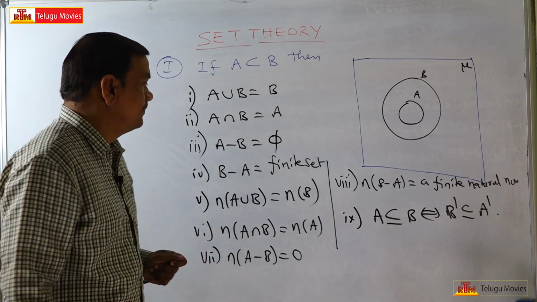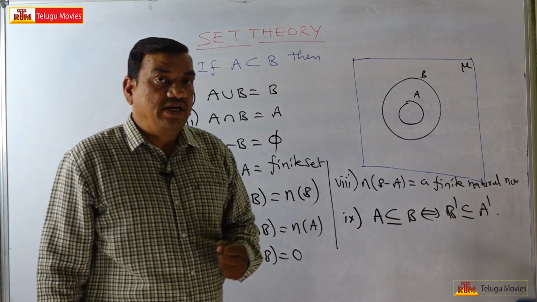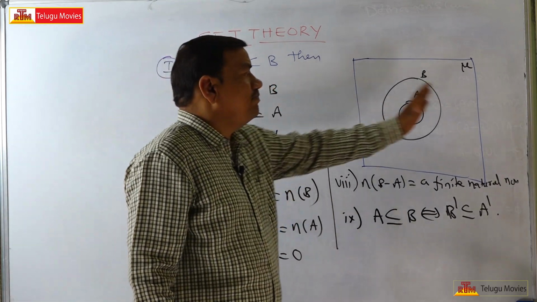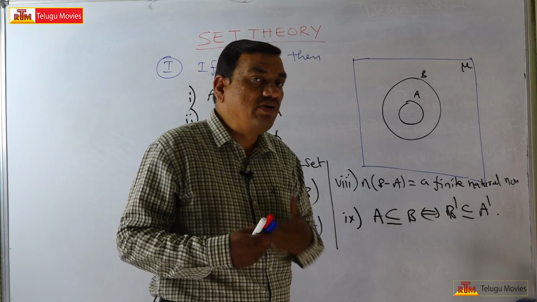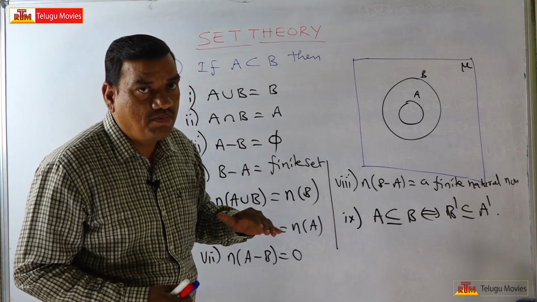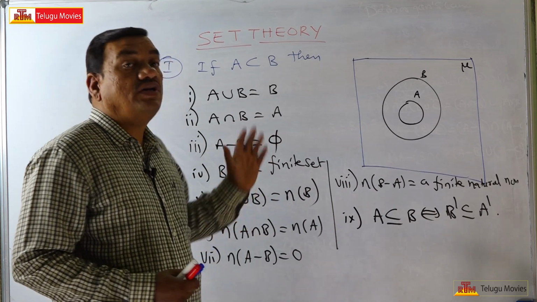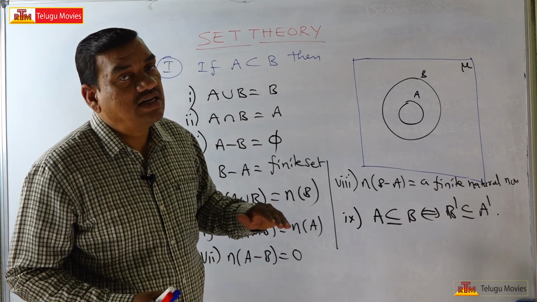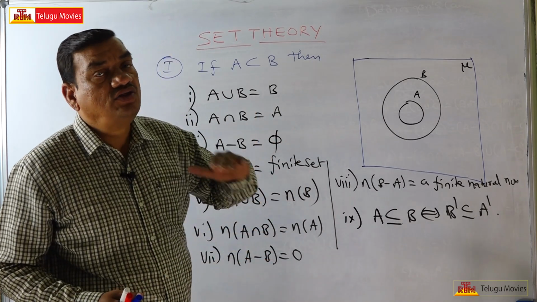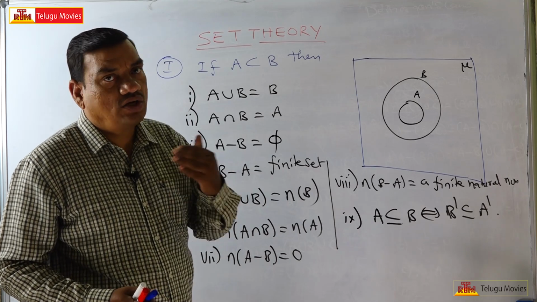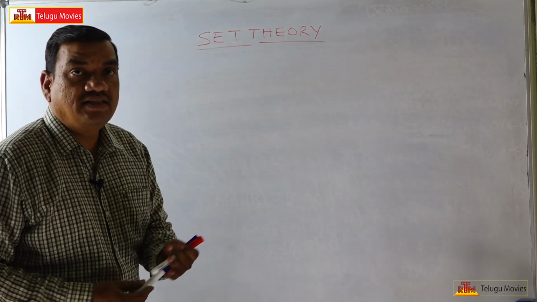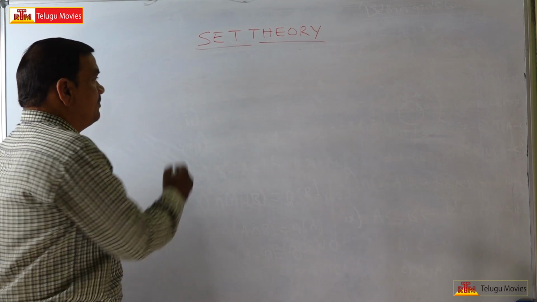Now, let us see another concept. What is that? When A and B are disjoint sets. So one by one I am telling. First one is A is a subset of B. Second one, A and B are disjoint sets. Third one is A and B are overlapping sets. Next I will go for 3 sets, A, B, C. So let us go to the next concept.